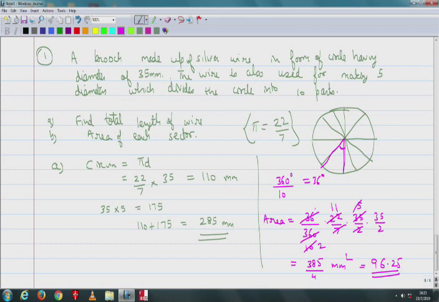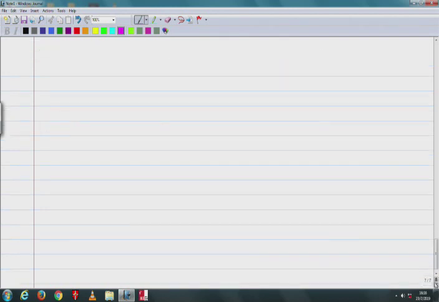All of you, is this clear to all of you? CC4, the second part is clear, area of each sector. Okay, so now let us try the next one. Question number 2.